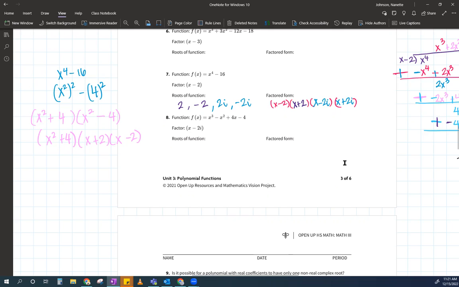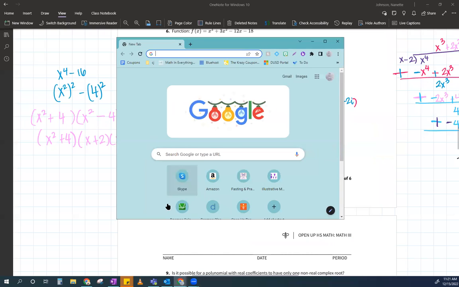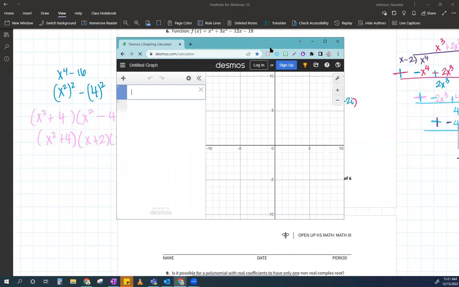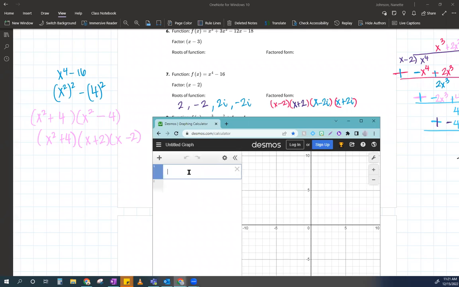So how would you check your answer? I'd plug it into Desmos. I don't know if Desmos takes complex numbers, so let's discover it together. Pretty sure it would, but not very sure. So x plus 2, x minus 2, x plus, let's see, 2i. Oh no, it doesn't take it. It thinks it's a variable, not a complex solution. So you would have to plug in a real number here instead. I'll show you.